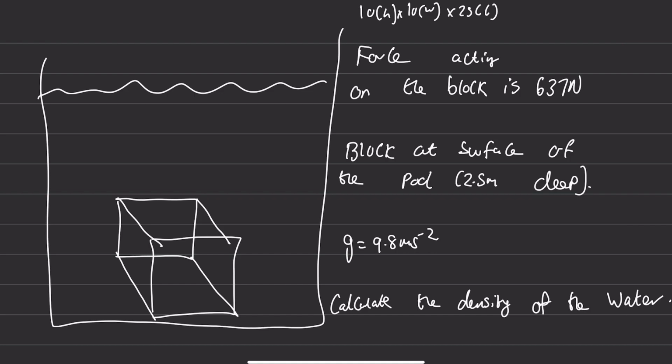We've also been given the dimensions, and apparently these were all in centimeters. So you've got 10 as the height, 10 as the width, and 25 as the length. Now, we know that the block is 2.5 meters deep.